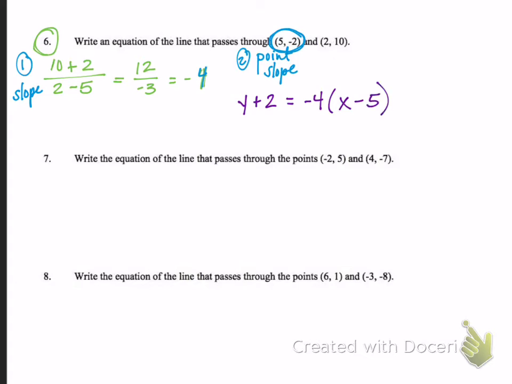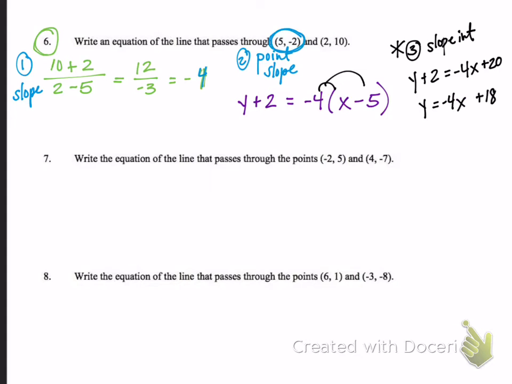And then step number 3 is optional. It depends on if the problem on the test tells you to put it into slope-intercept form. So then you would just distribute and then add or subtract the 2 over. But that's only if the question asks you to do so. Otherwise, you can just leave it in point-slope. But I am asking you on the homework to do it in slope-intercept.